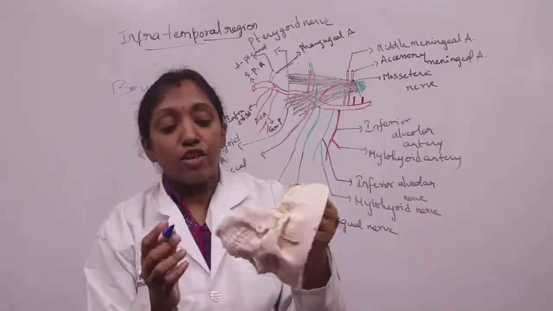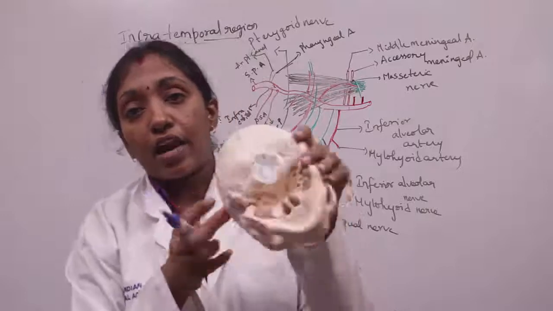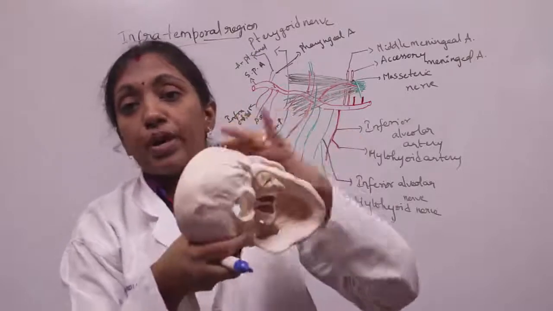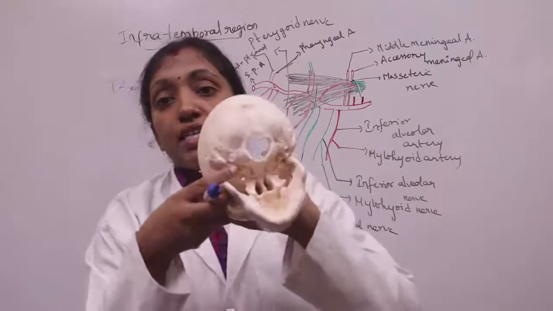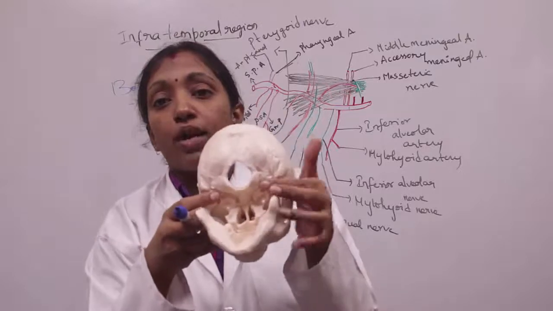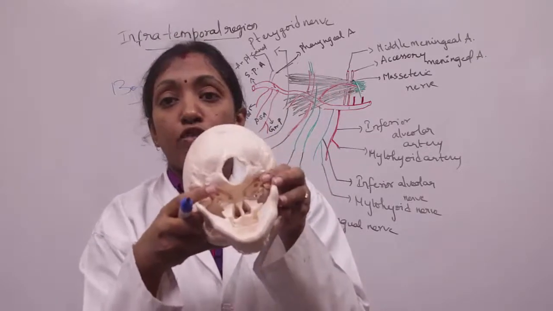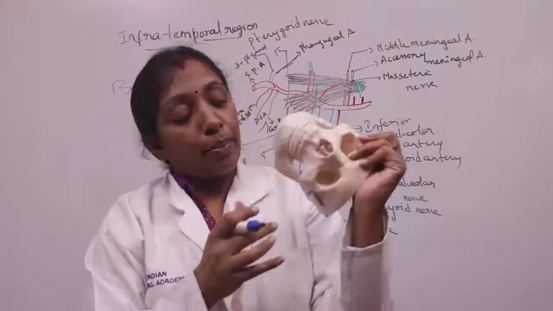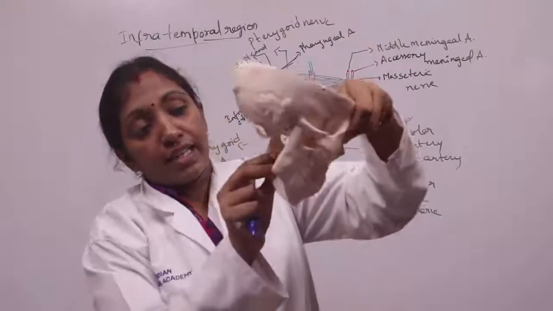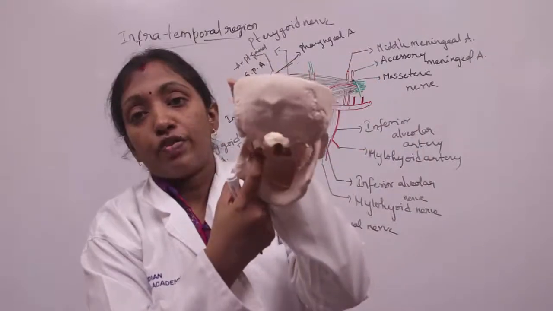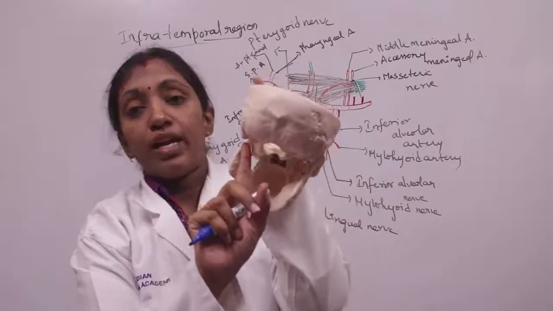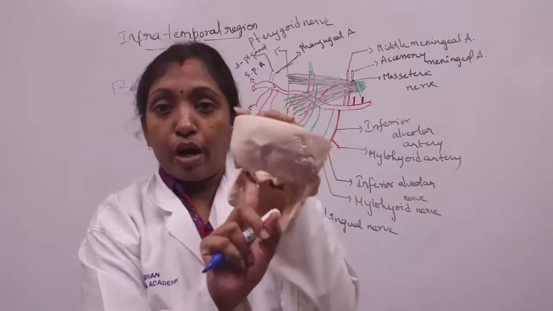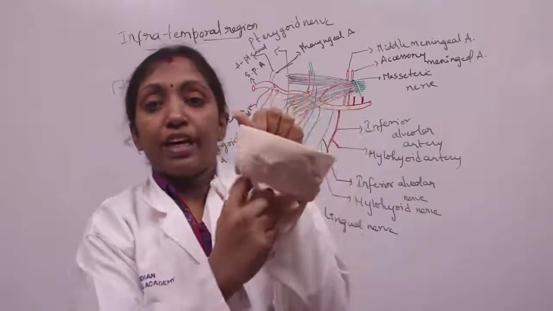is related to the styloid process. So here is the styloid process of the temporal bone, which we can see on either side. So anteriorly by the posterior surface of the body of the maxilla, posteriorly by the styloid process of the temporal bone, and medially by the lateral pterygoid plate.